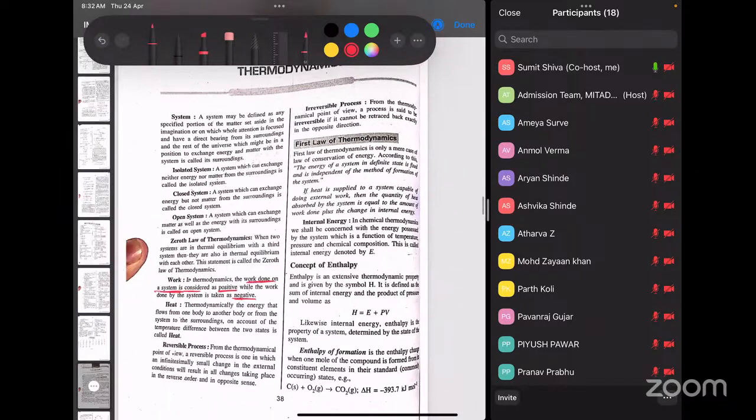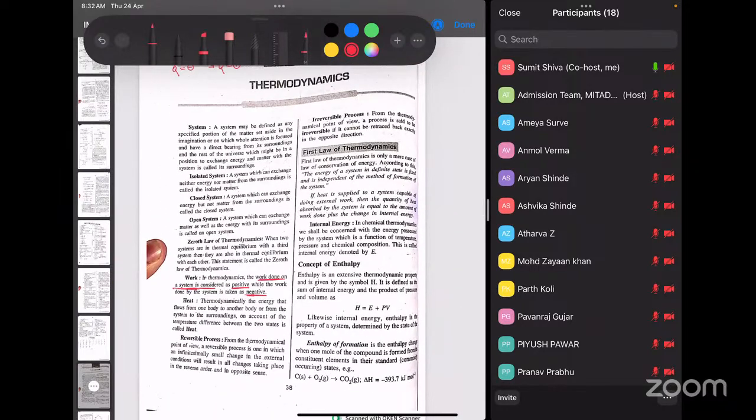What is the first law of thermodynamics? The first law of thermodynamics is nothing but the law of conservation of energy, which states that the total energy of an isolated system will be constant, or for an isolated system, total energy is conserved. Which means if we are supplying some heat energy to the system, this heat energy will be utilized in work done and to change the internal energy of the system.